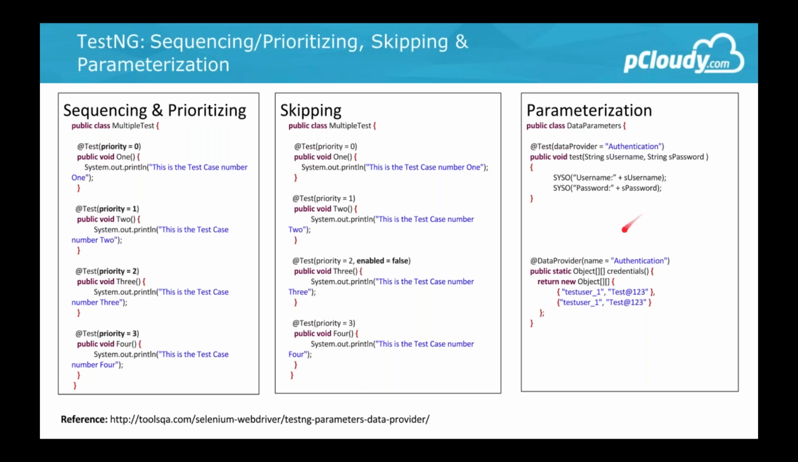One more application of this is I can mention the data provider name authentication, and I can create one more data provider named browser, and I can return an instance of new object. So the first browser is Chrome, the second browser is Firefox, the third browser is Internet Explorer. So the same test will be invoked 3 times.